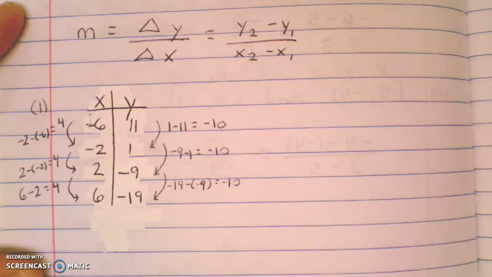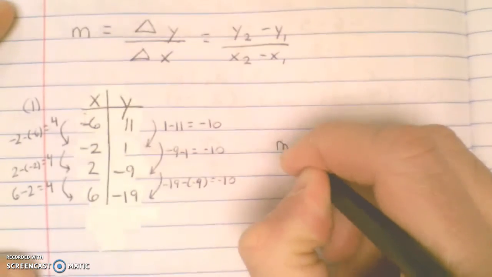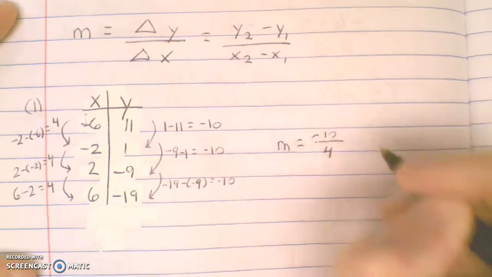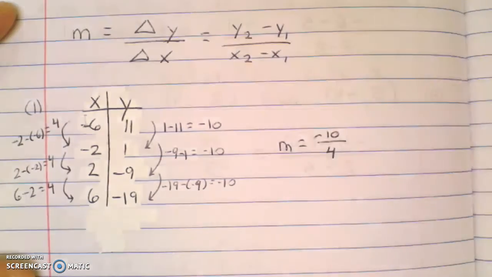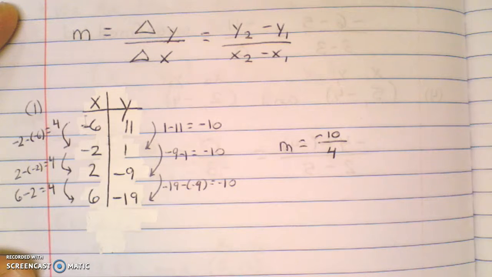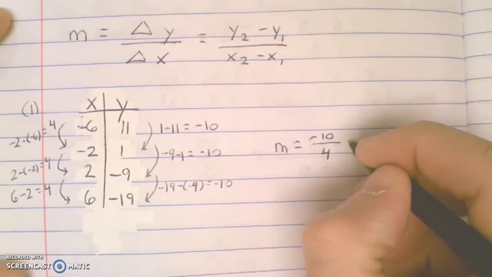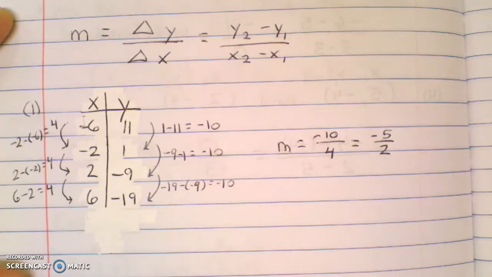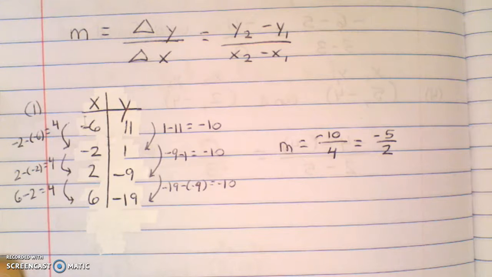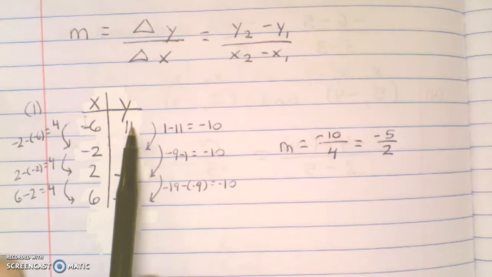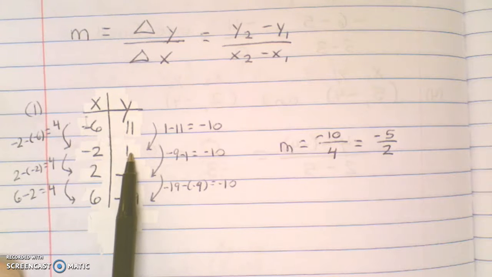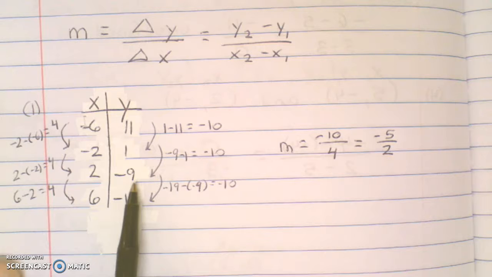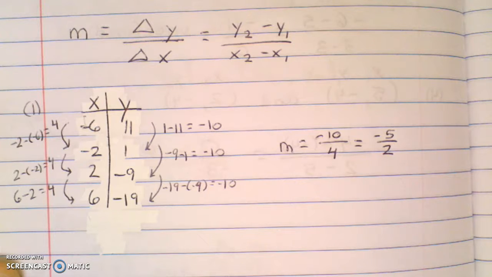So the slope for this table would be -10 over 4. We can simplify that by dividing both numbers by 2, so it would really be -5 over 2. And that's finding slope from a table. Just look at the change between the points as you're moving in the table by subtracting the number below from the number above it, and you repeat that process with each part of the table as you move down it.